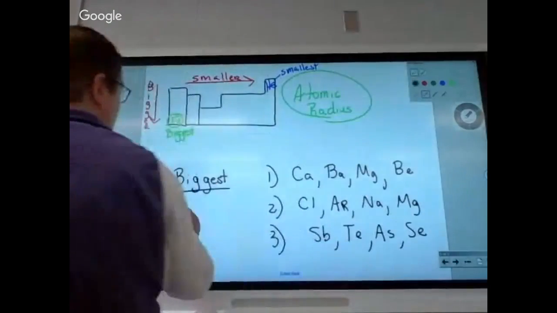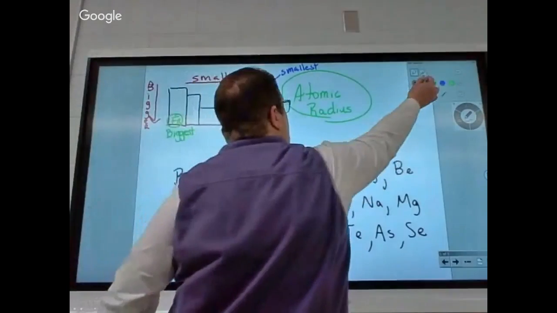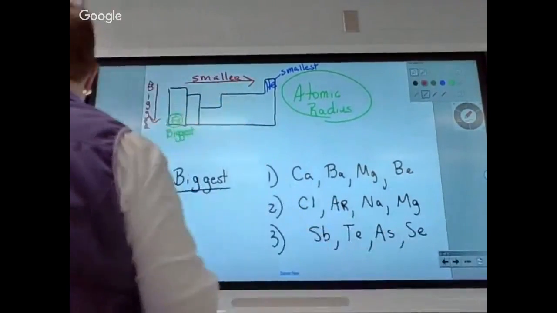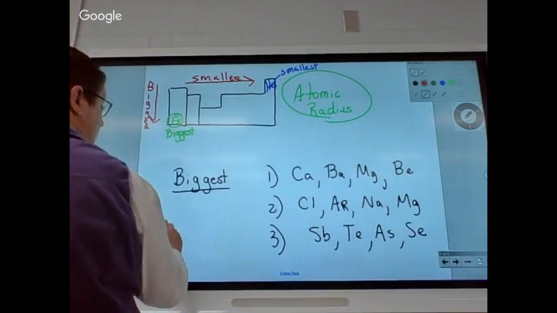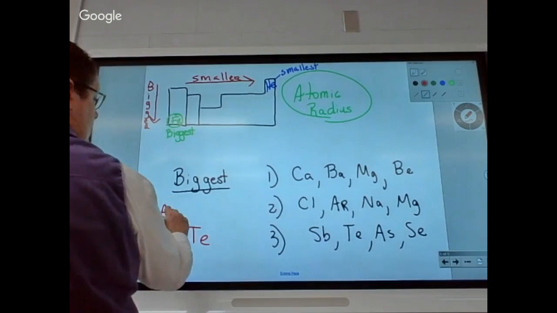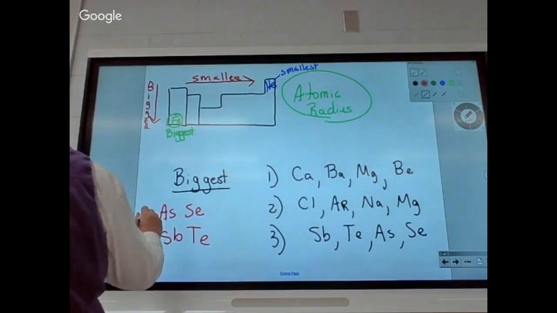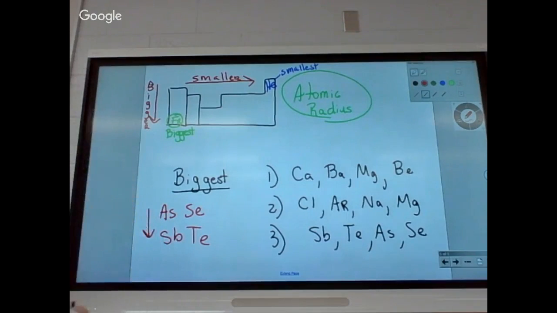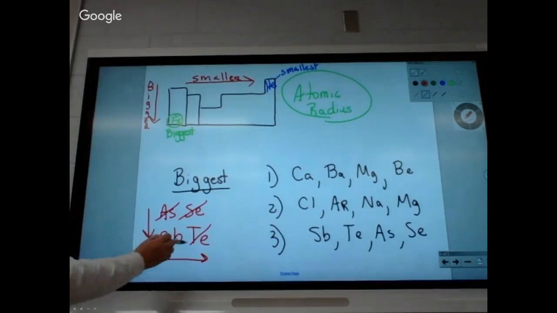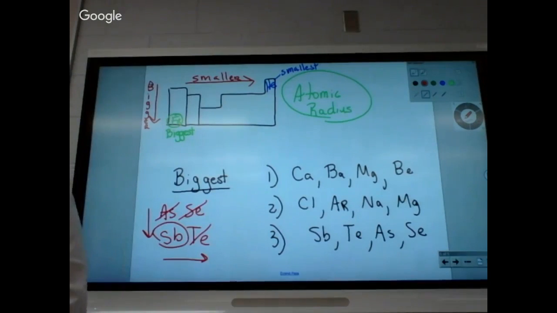Okay, so you change that a little bit, because sometimes that throws people off. So you had SB, TE, AS, and SE. So as you go down, they do what? So that threw those 2 out. And as you go across, they get what? So that's why that one's out. That's why it's SB. Is everybody okay with that? All right, so we feel pretty comfortable with atomic radius.